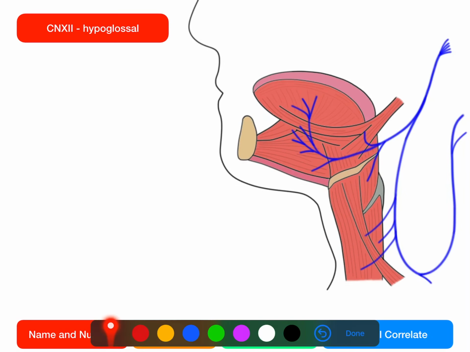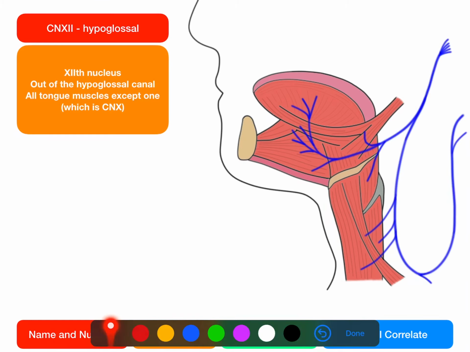And finally, 12th nerve, hypoglossal. Glossus means tongue, so hypo means below. So it comes out here and then jumps under the tongue and supplies every single muscle of the tongue apart from one, just to be a pain.